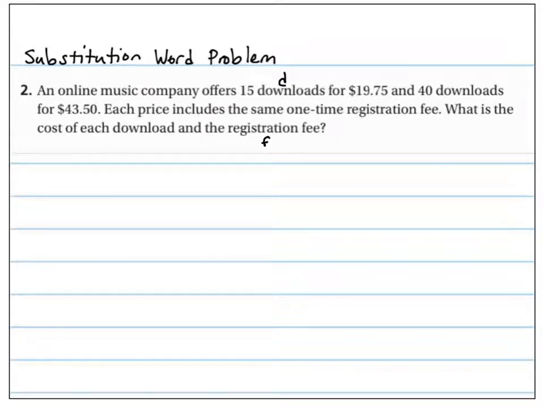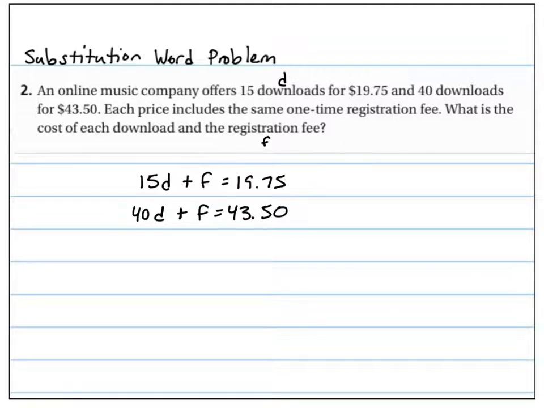So we're just going to write 2 equations. We know one case we've got 5 downloads plus the registration fee equals $19.75. In the other case, we've got 40 downloads plus the registration fee equals $43.50. First step should be to solve one of these for f. I'm going to rewrite this one in terms of f. So f equals negative 5d plus 19.75.